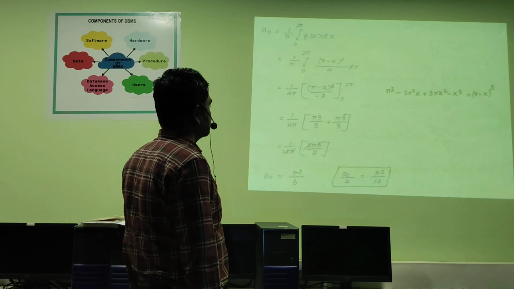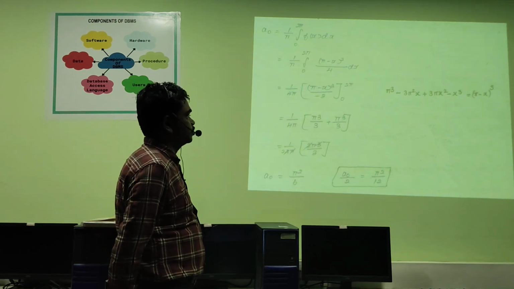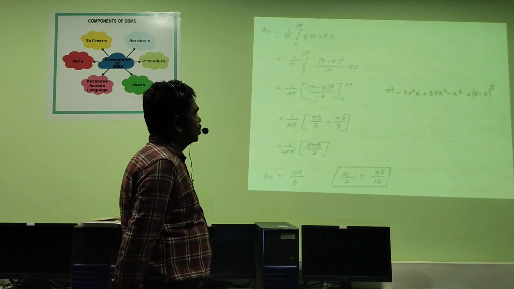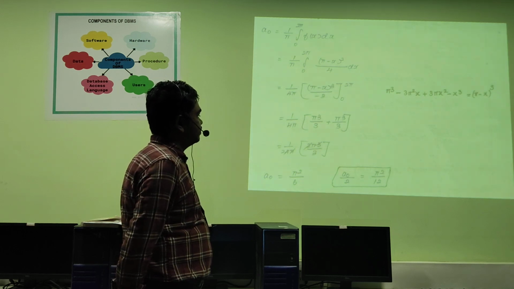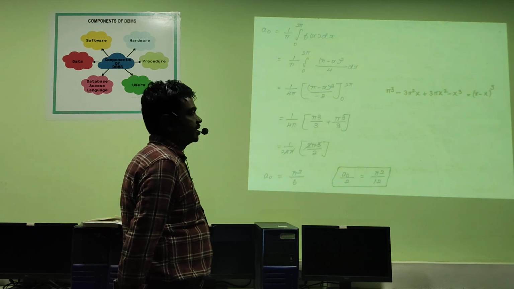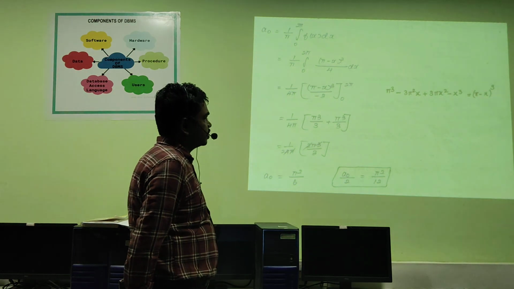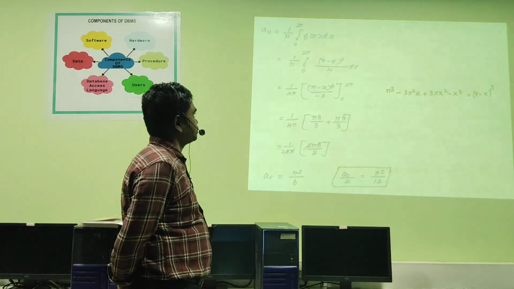The final answer is equal to 1 by 4 pi, pi cube by 3 plus pi cube by 3. Pi cube by 3 plus pi cube by 3 is a simplification, 2 pi cube by 3. Therefore we can cancel in the calculated value. So finally we get a naught equal to pi square by 6. A naught is pi square by 6. We can now take a naught by 2, that means pi square by 12.